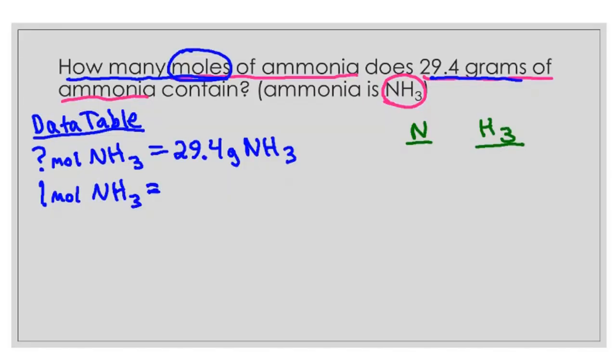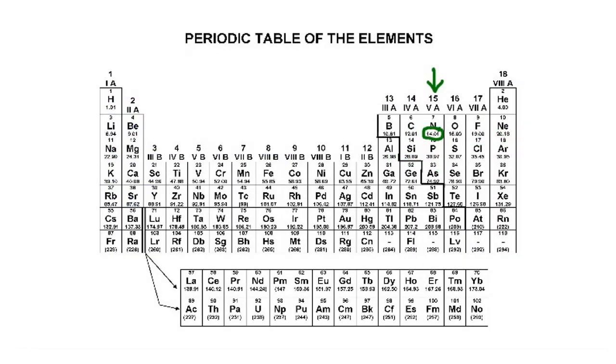So N is 14.01 grams in a mole of N. Now we have 3 moles of H's here. So let's look up how many grams is in a mole of H. Let's go back to our periodic table. And here's H right here at the beginning. And that is 1.01 in 1 mole of H.